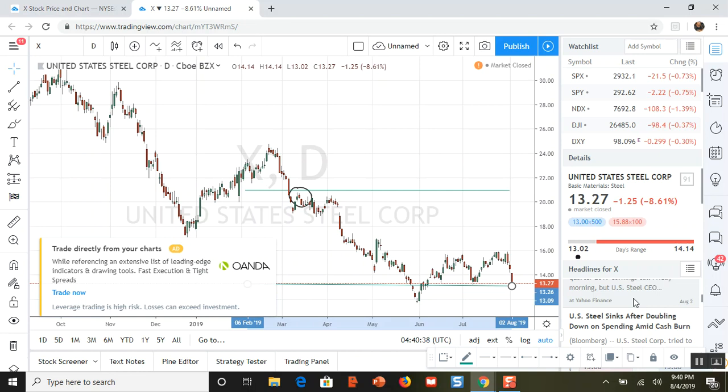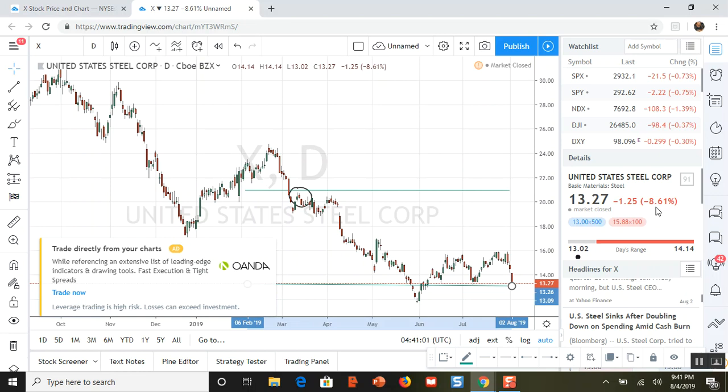And so when you combine that with the fact that President Trump came out with some new tariffs on China, steel went down 8.61%. Now, if the tariffs hadn't done that, steel probably still would have gone down. Maybe not as much as it did, but it still would have gone down some, maybe 4% or 5%.